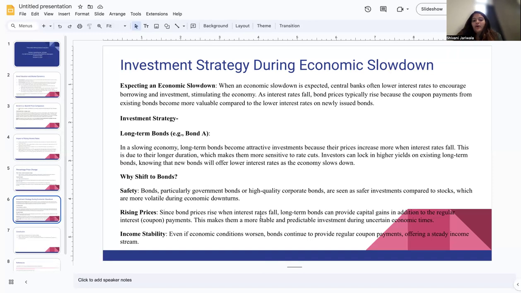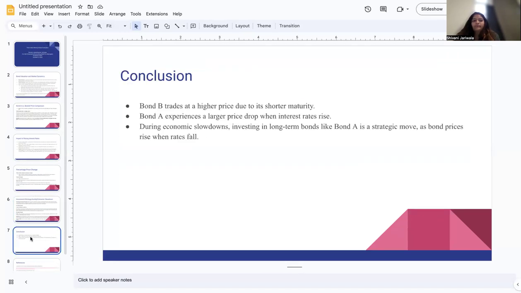Rising prices: since bond prices rise when interest rates fall, this inverse relation of bonds and interest rates is definitely going to help the investor. And you have income stability, because bonds continue to provide you the coupon payments periodically, as we discussed earlier, offering a steady income every time.